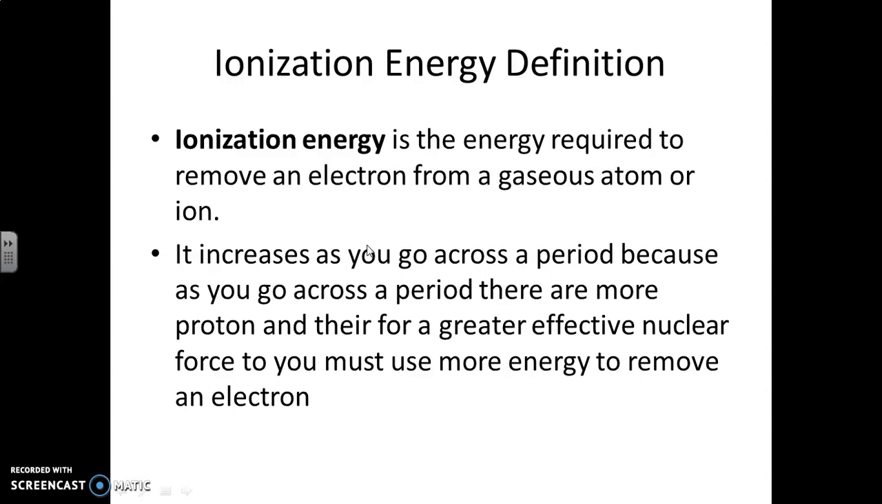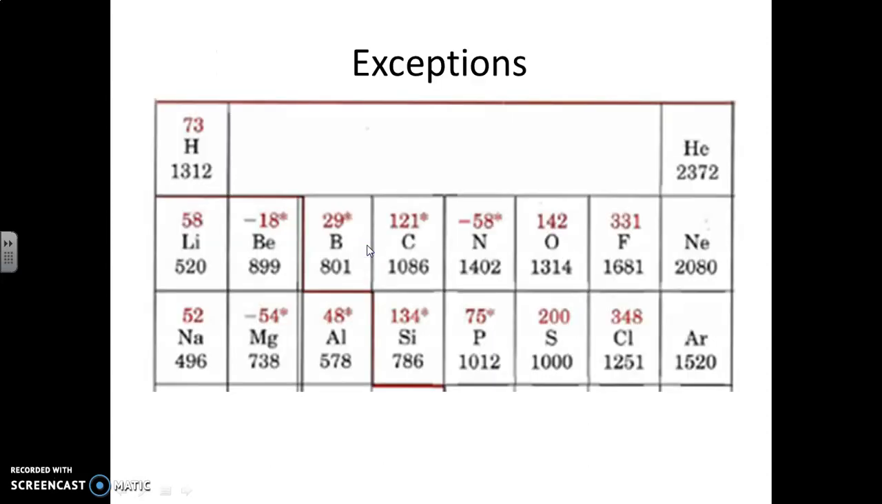So there are four exceptions, but the reason is the same. If we look as we go across, this is period 2 here, we see an exception where here's beryllium, and it goes from 899 to 801, and that's actually a decrease as you go across. So we need to explain that exception.